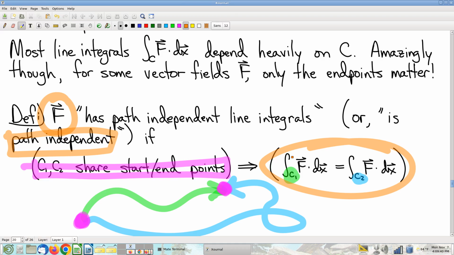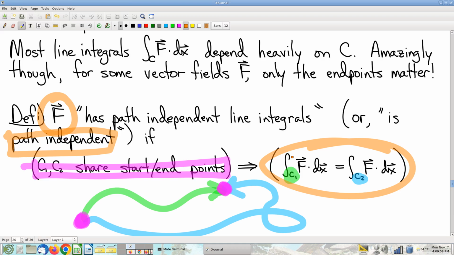Now, I emphasize this is just a definition. Right now, it kind of feels like there should be almost no vector fields that satisfy this property. I guess technically the zero vector field. Yeah, sure, the trivial examples.